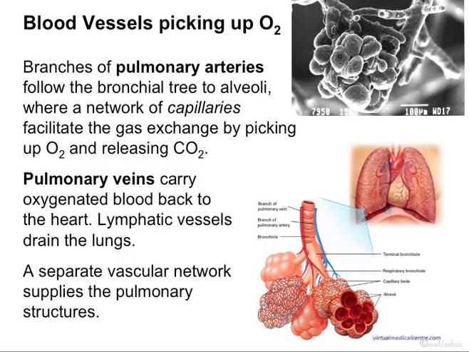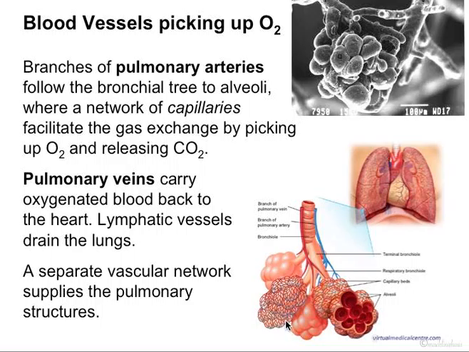So when we look at that a little bit more closely, down here, this is a good picture right here. Branches of the pulmonary artery. So the pulmonary artery is the artery leaving the heart with not enough oxygen in it, but it's still an artery because it's leaving the heart. The pulmonary arteries follow the bronchial tree to the alveoli, where a network of capillaries facilitates the gas exchange by picking up oxygen and releasing carbon dioxide.